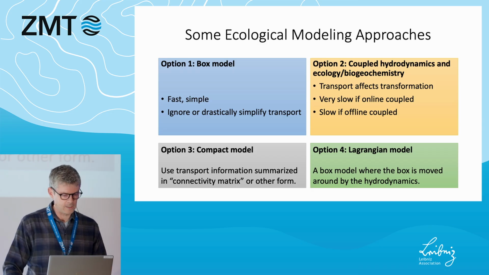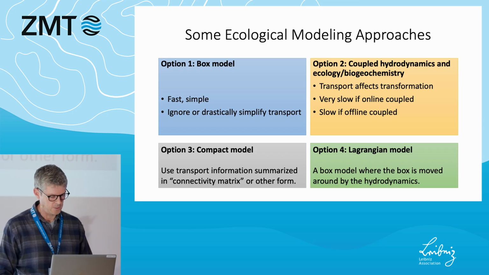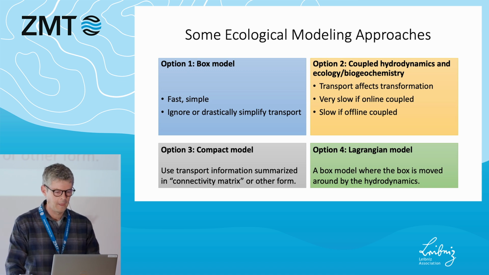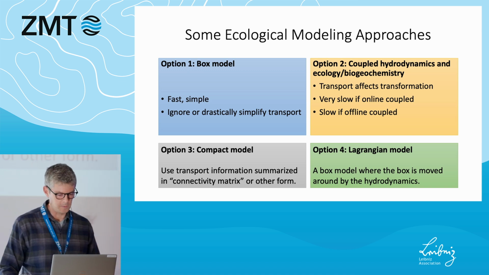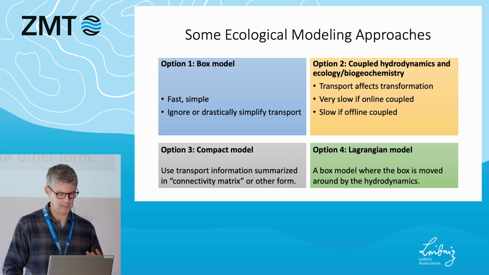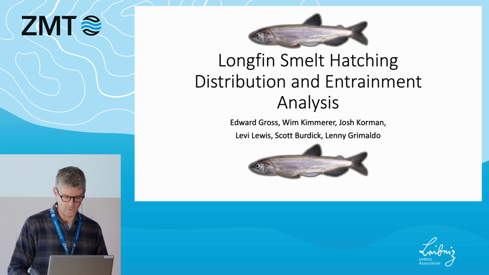So the type of models I'll be talking about are a compact model, I'm calling it, which can use some form of transport information. In other literature, this has been called, for example, a connectivity matrix or movement matrix. And then I'll be talking about a more novel approach using age tracers. This could be thought of conceptually as really similar to a Streeter-Phelps solution for dissolved oxygen. So basically you're moving with the water mass and it's transforming as it's transported. So let's get into those.